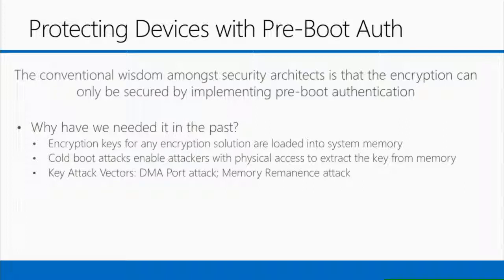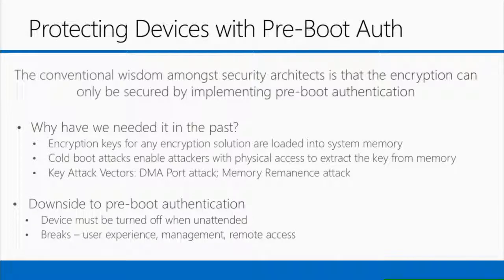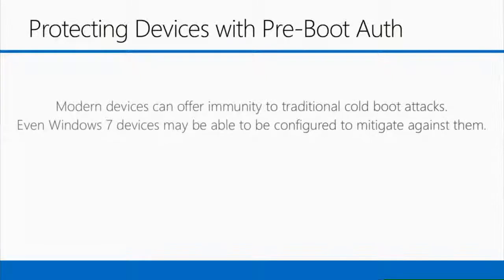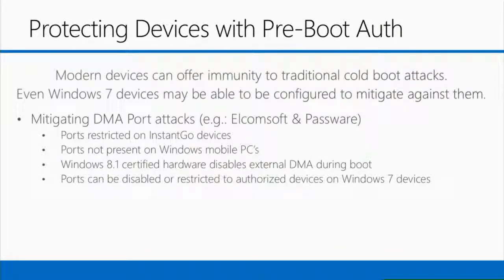So one of the things that we looked at is the class of devices that are called Instant Go devices and some of the new capabilities that they provide. These devices have certain capabilities that did not exist on some of the older devices that we used to see. So let me go over those a little bit.